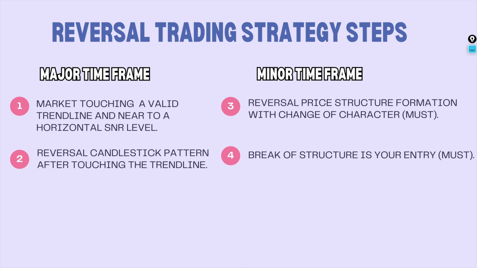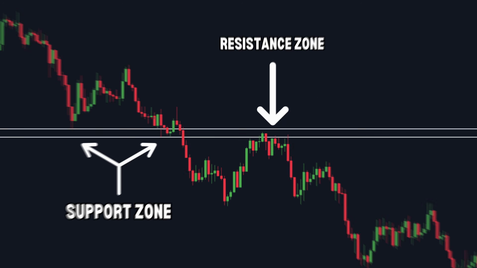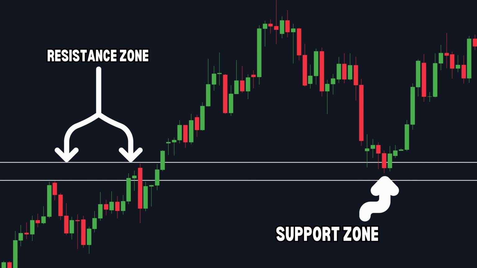The first rule is to wait for the market to hit a valid trend line. I have already taught you how to draw a perfect trend line, so I don't have to teach you again. But if you have a horizontal level of support or resistance near that trend line, then it will help you furthermore, because horizontal levels work best as institutional traders use them mostly.